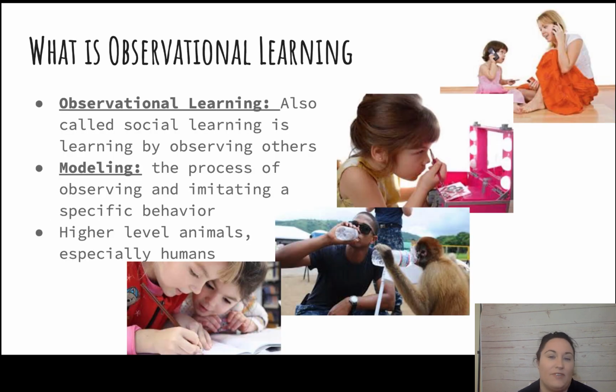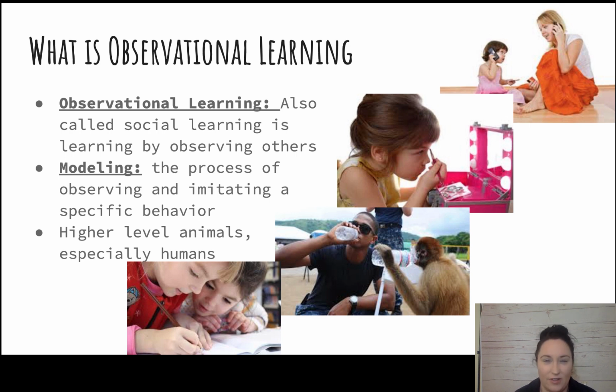So what is observational learning? This is also known as social learning, and it's just learning by observing others. So you're not taking part in the activity itself, you are watching someone else experiencing it and learning through them. Modeling is involved in this, and modeling is the process of observing and imitating a specific behavior. So we are imitating or modeling what we have observed other people doing.